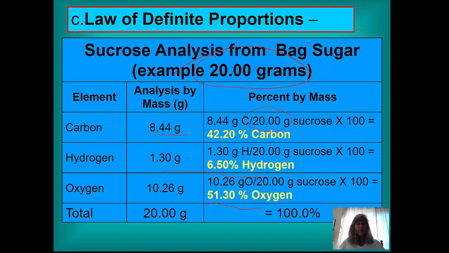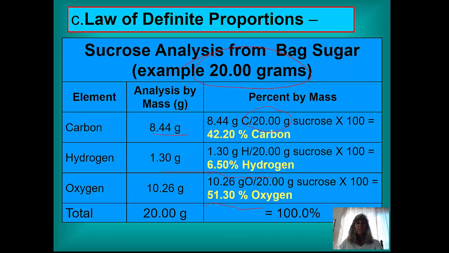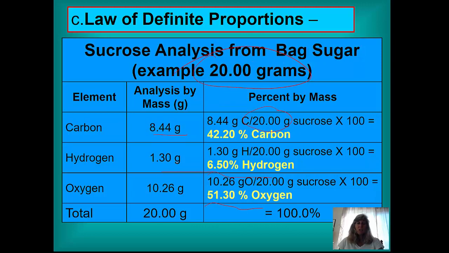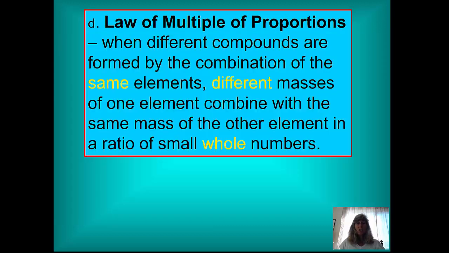But notice that the next slide is the same. What's different? 20 grams versus a whole bunch of sugar from sugar cane, 500 grams. I'll toggle back and forth. The percents didn't change. They're both the same. So again, law of definite proportions. You've got a little, you've got a lot. The proportions of hydrogen and carbon and oxygen did not change.